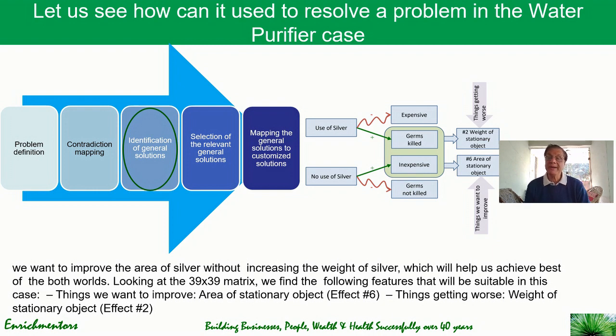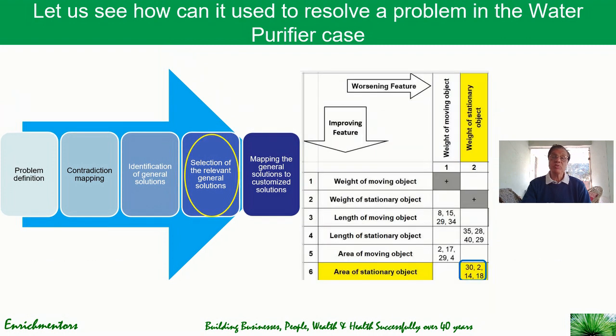At the same time, we can increase the stationary object. If we can increase the surface of the silver, that will continue to kill more germs with lesser cost, right? So that's an ideal scenario. So that's what we want to do. So having identified the general contradictions, we look at what the various solutions are that we have.